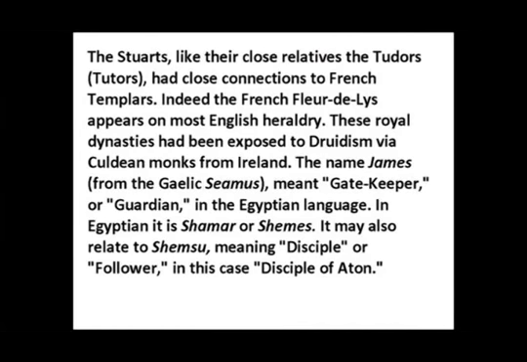The Stuarts, like their close relatives, the Tudors, had close connections to the French Templars. Indeed, the French fleur-de-lis appears on most English heraldry, as we said. These royal dynasties had been exposed to Druidism via the Chaldean monks from Ireland. The name James, from the Gaelic Seamus, meant gatekeeper or guardian in the Egyptian language. In Egyptian, it is also known as Shamar or Shemez. It may also relate to Shemsu, meaning disciple or follower, in this case, disciple of Aton.